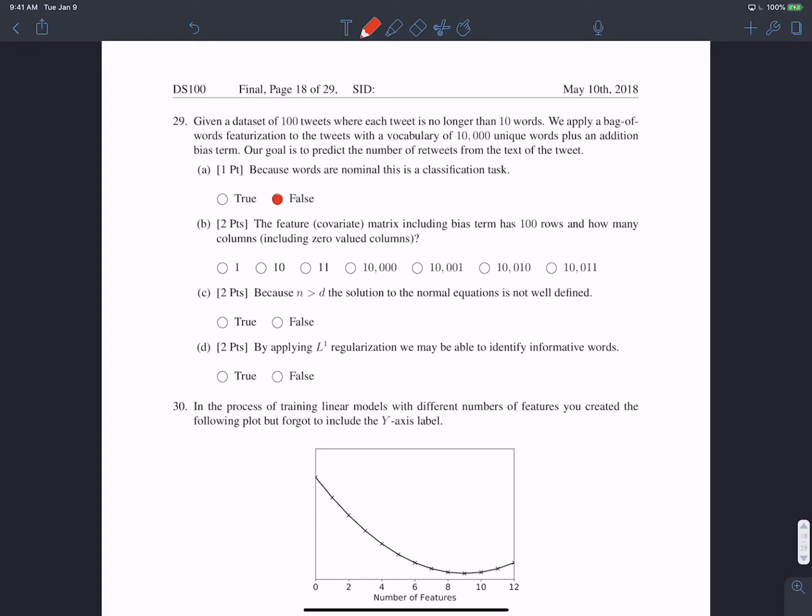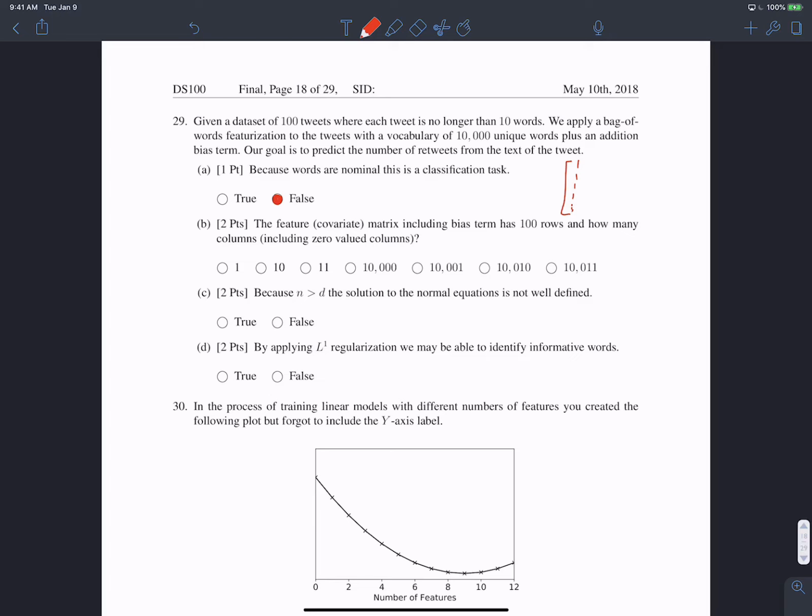Okay, the feature slash covariance matrix, including the bias term, has 100 rows and how many columns, including the zero value columns. So we know that we have 10,000 features plus a bias term, right? So that means there's 10,000 columns, one for each of the unique words that we choose, and one extra for the bias column, right? And that bias term will always look like 1, 1, 1, right?